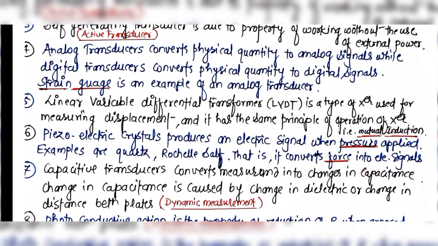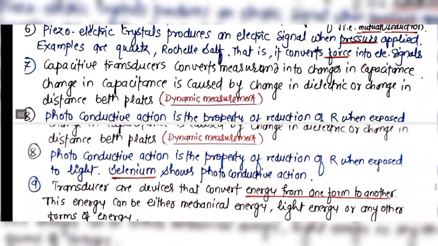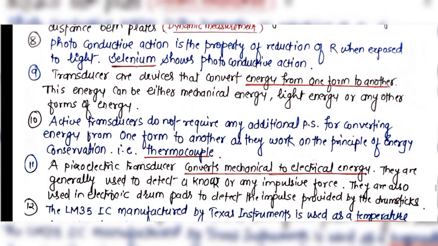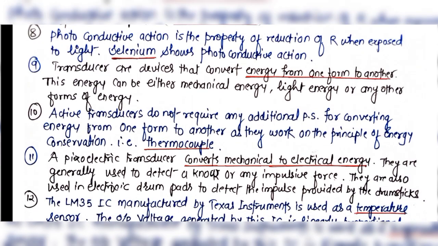Capacitive transducers convert measurand into changes in capacitance. Change in capacitance is caused by change in dielectric or change in distance between plates, that is dynamic measurement. Photoconductive action is the property of reduction of resistance when exposed to light. Selenium shows the photoconductive action.